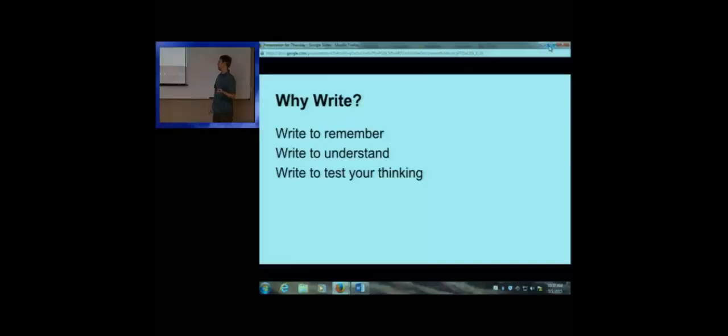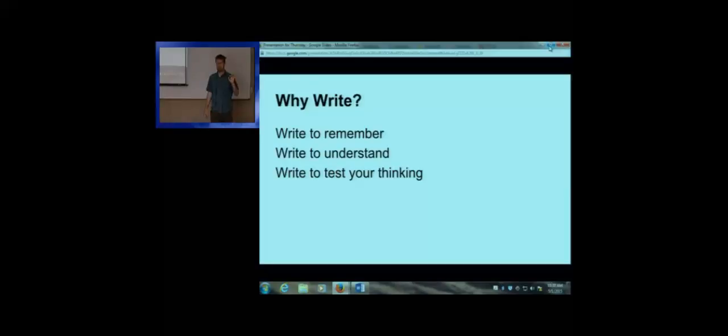So the writing process is also useful as you develop your thinking, right? We're not making you write to torture you. There are legitimate things you can learn through this process. The first thing, of course, is write to remember.